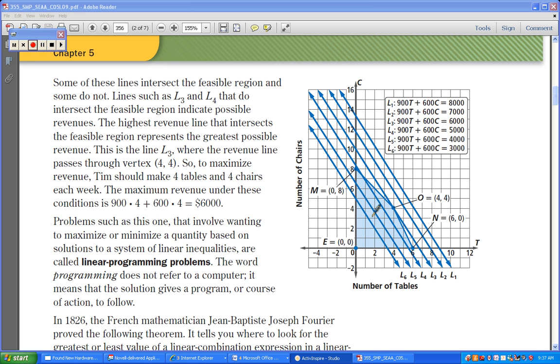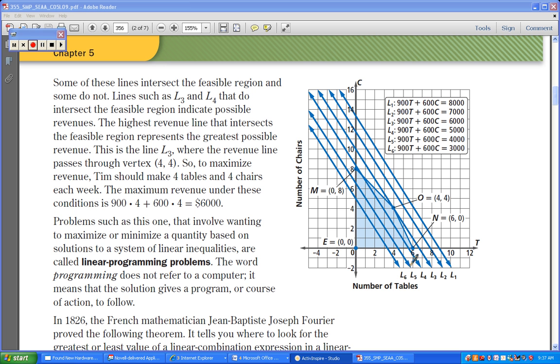I could do lots of things to make $3,000. Maybe not lots, but let's see. I could make, oh, look, 2 tables and 2 chairs because we're only looking at the lattice points here. And I would make $3,000. But can I make more money than 3,000?